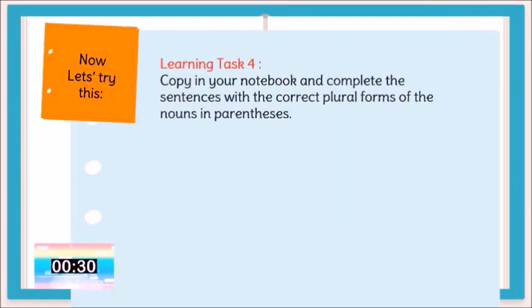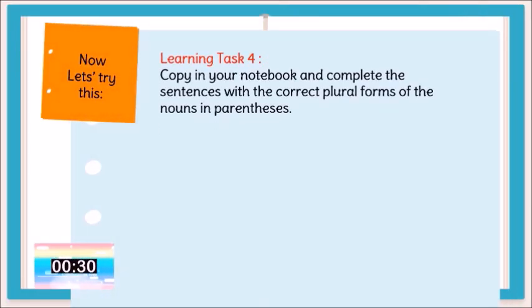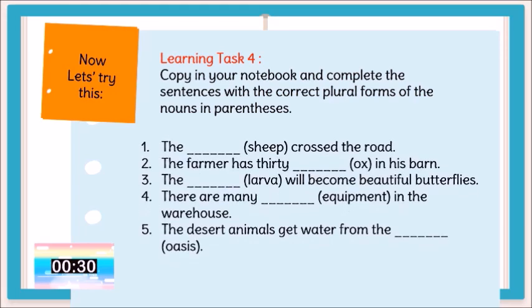Now, let's try learning task 4. Copy in your notebook and complete the sentences with the correct plural forms of the nouns in parentheses. Number 1. The blank sheep crossed the road. Number 2. The farmer has 30 blank ox in his barn.